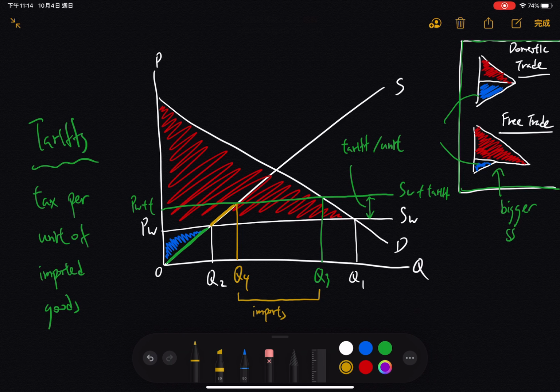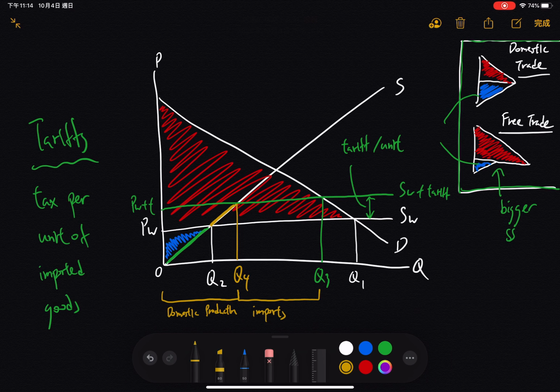Okay, because after the domestic producers have sold their products, here I would say that will become the new domestic production. So up to Q4, and after Q4, all the way to Q3, that will be for the imports. Does it make sense? So there you go. This is what happened to the domestic consumers, producers, and also the importers. So this is the basics of this tariff diagram.